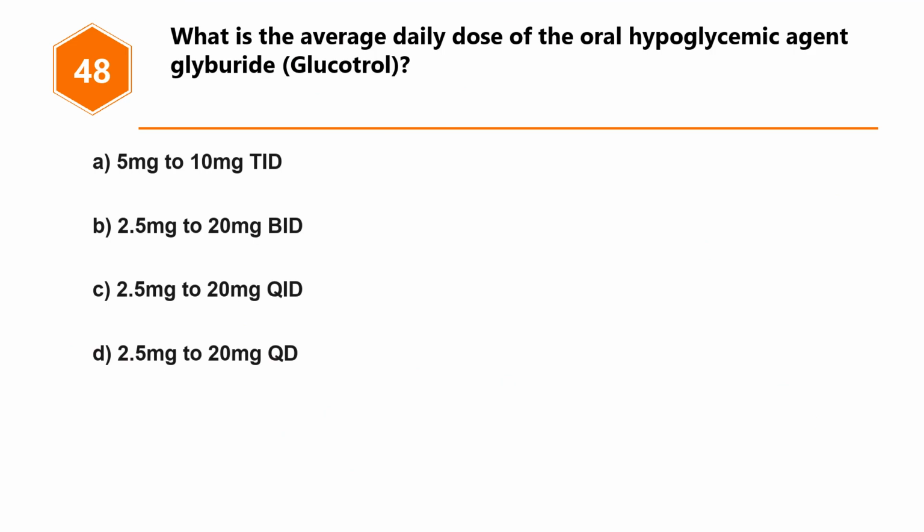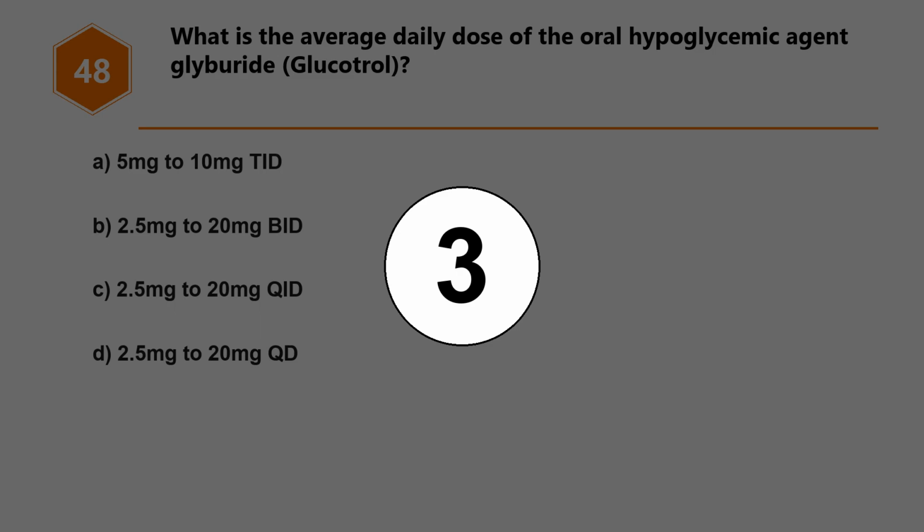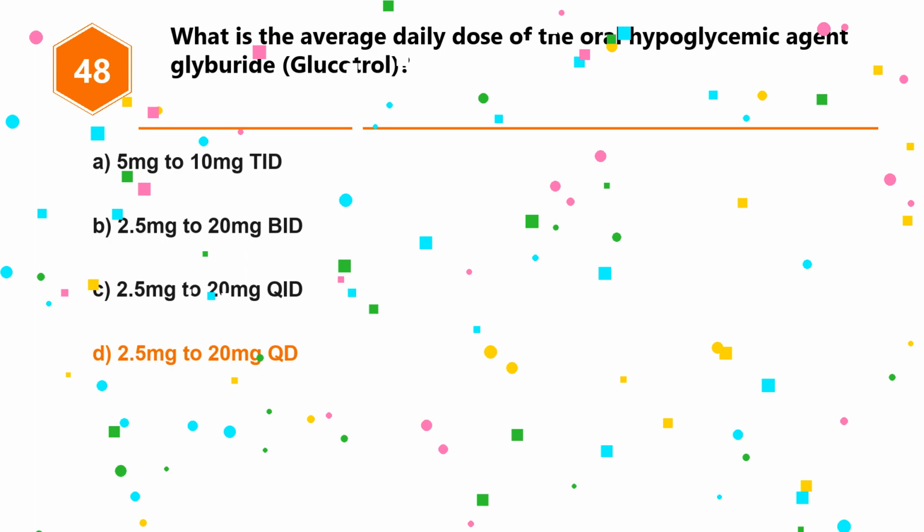Question 48. What is the average daily dose of the oral hypoglycemic agent glyburide, Glucotrol? Option A, 5 mg to 10 mg TID. Option B, 2.5 mg to 20 mg BID. Option C, 2.5 mg to 20 mg QID. Option D, 2.5 mg to 20 mg QD. The correct answer is option D, 2.5 mg to 20 mg QD.